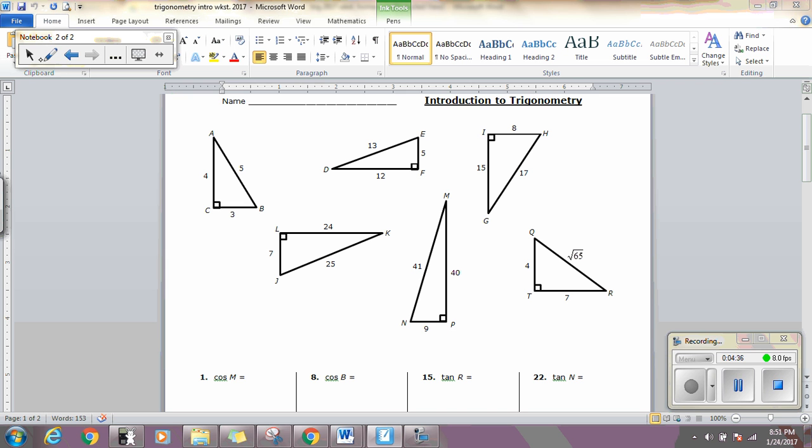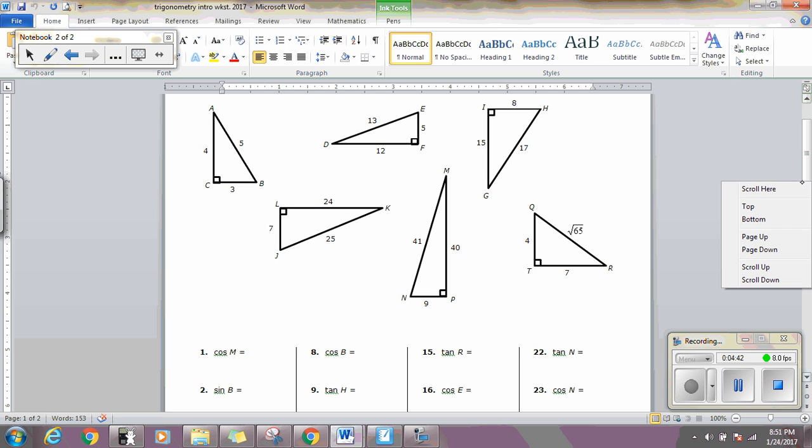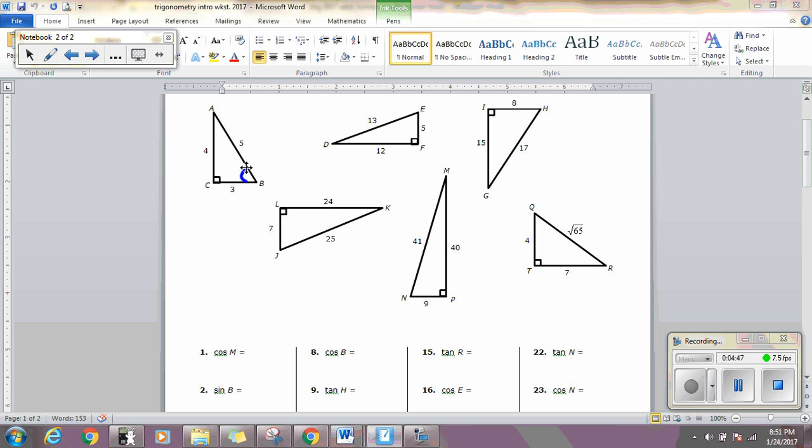All right, let's scroll down to see number 2. Number 2 wants us to find the sine of B. So here's B. Again, SOHCAHTOA. So for sine, I need opposite and hypotenuse. So opposite across from B is 4. Your hypotenuse across from the 90 degrees is 5. So for my sine of B, I'll just simply write 4 over 5.